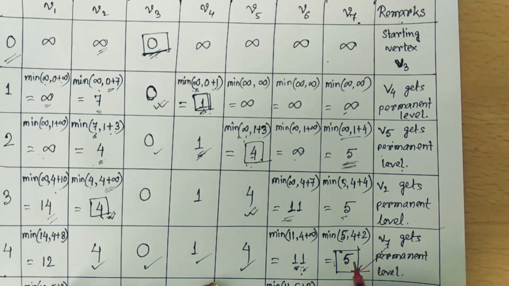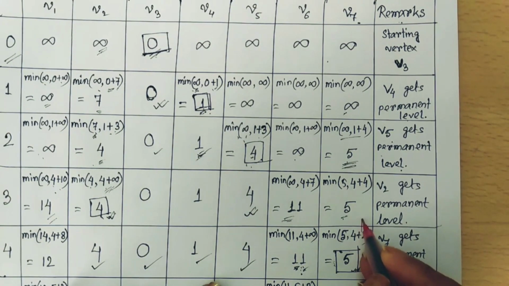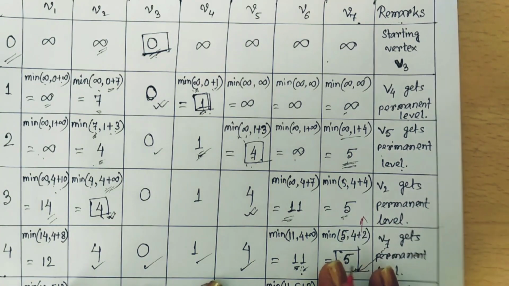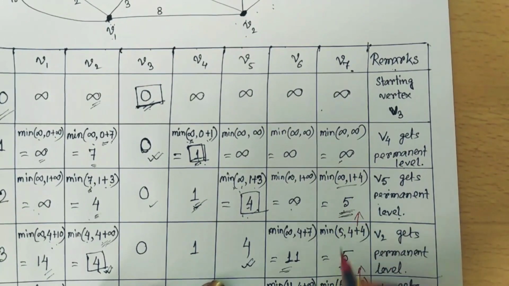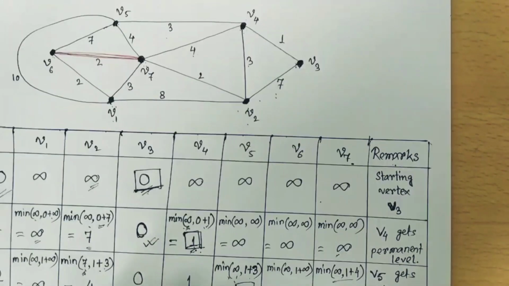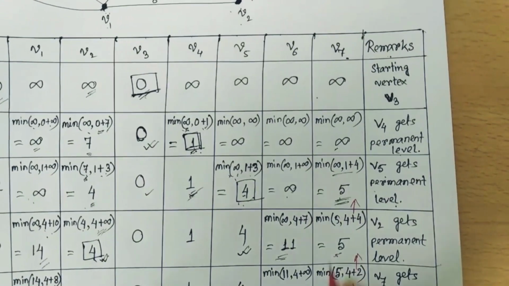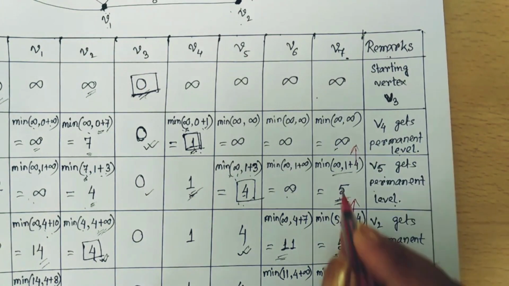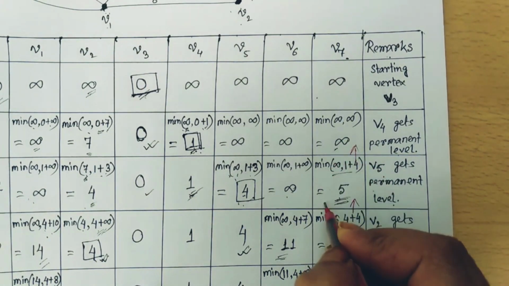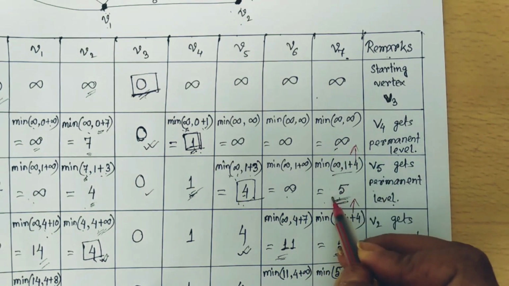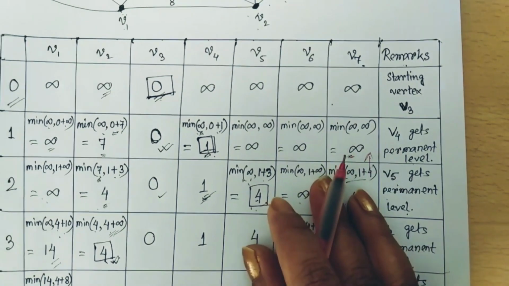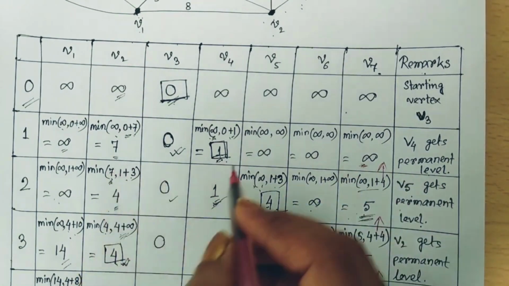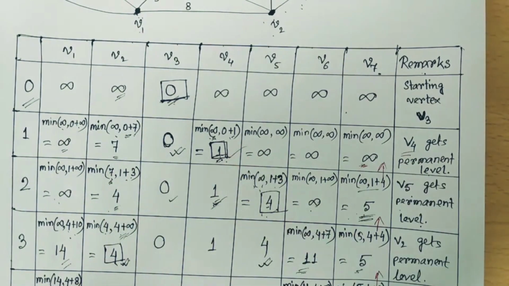From V7 we again check whether these two are the same or not. Yes, these are the same. If it is the same, then we go to the upper value. So these two we should check. These two again are the same. So we should move further upward. If we go here, then we compare these two. Yes, here these two are different values. Two different values means now at this level we check which vertex gets the permanent level. Here we will find that V4 gets the permanent value.